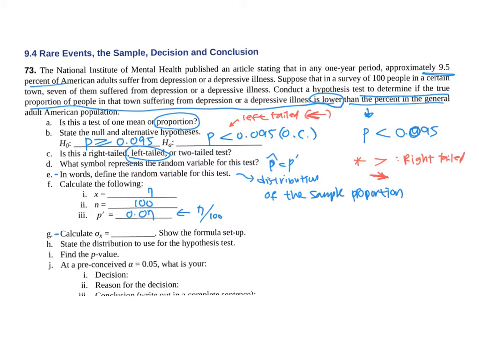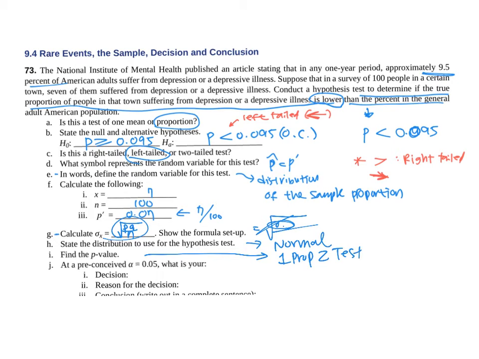For G, you don't have to worry too much, but it's pq over n. So I'm not going to even go there. This is the formula, but don't ignore that question. This is going to be normal. So for proportion, that's why the calculator uses one proportion z-test, because it becomes a normal distribution. To find the p-value, we use the one prop z-test. One proportion because we're testing for proportions, and z-test because the distribution becomes normal.